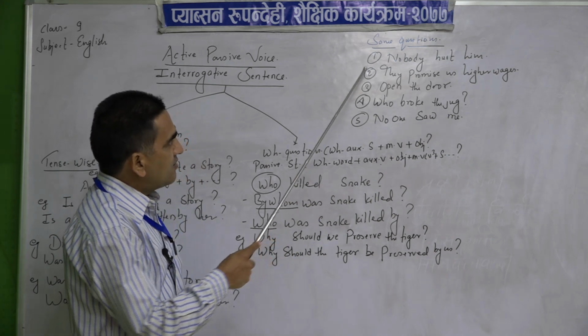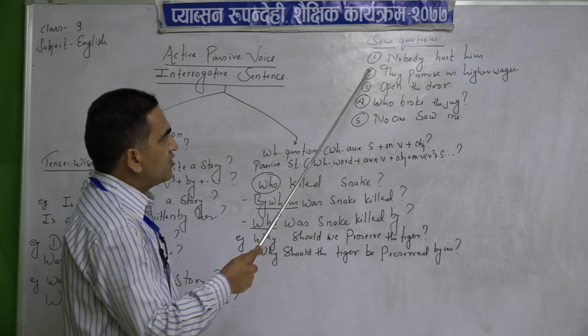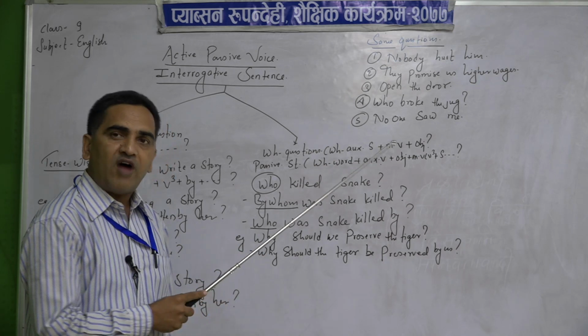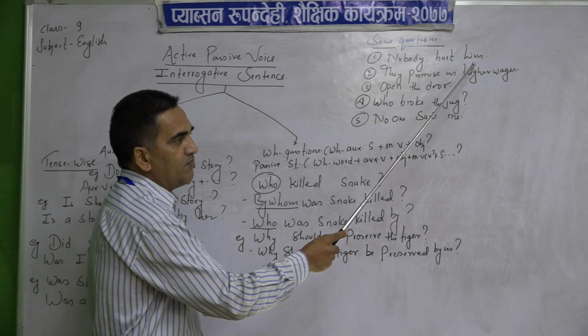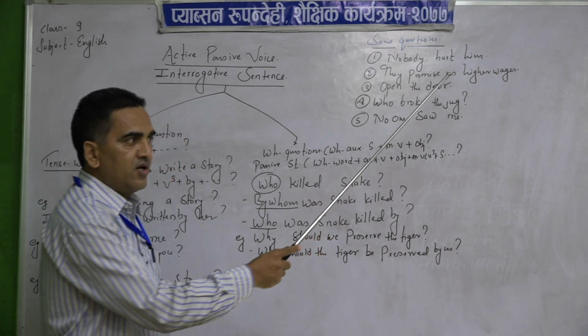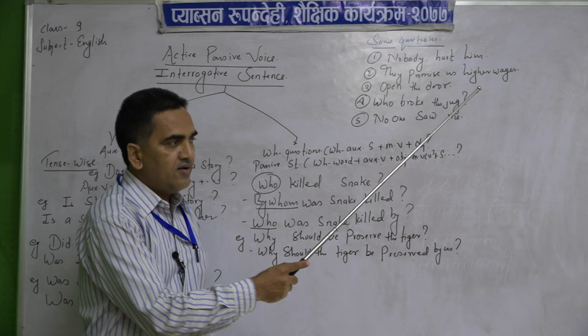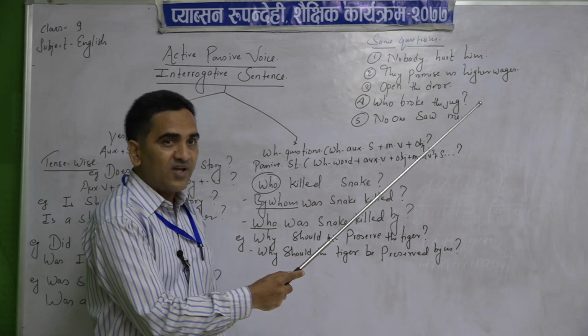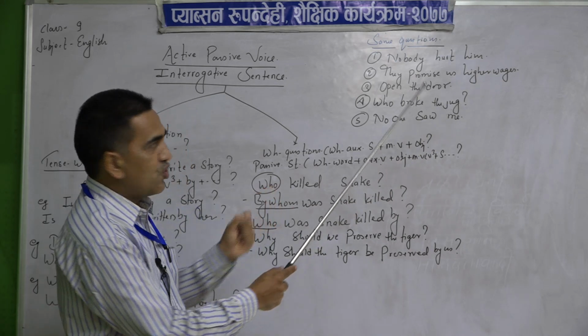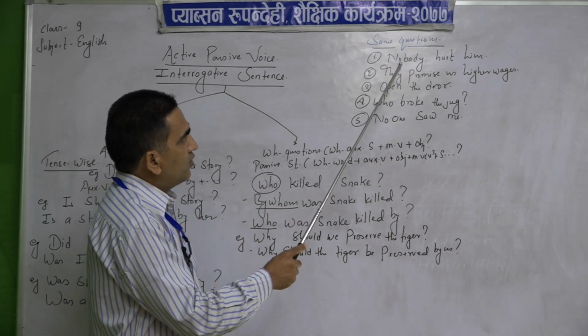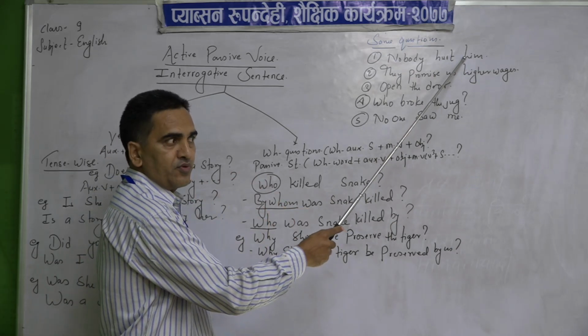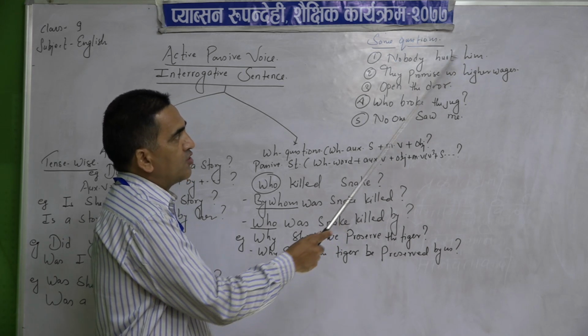How many questions are there, my dear students? 5. 1, 2, 3, 4, 5. 5 questions are there. Please take out your copy, pen, and be ready to write. Okay? Just go on writing. I am showing you and I am telling the question. Okay? Number one is: Nobody hurt him.